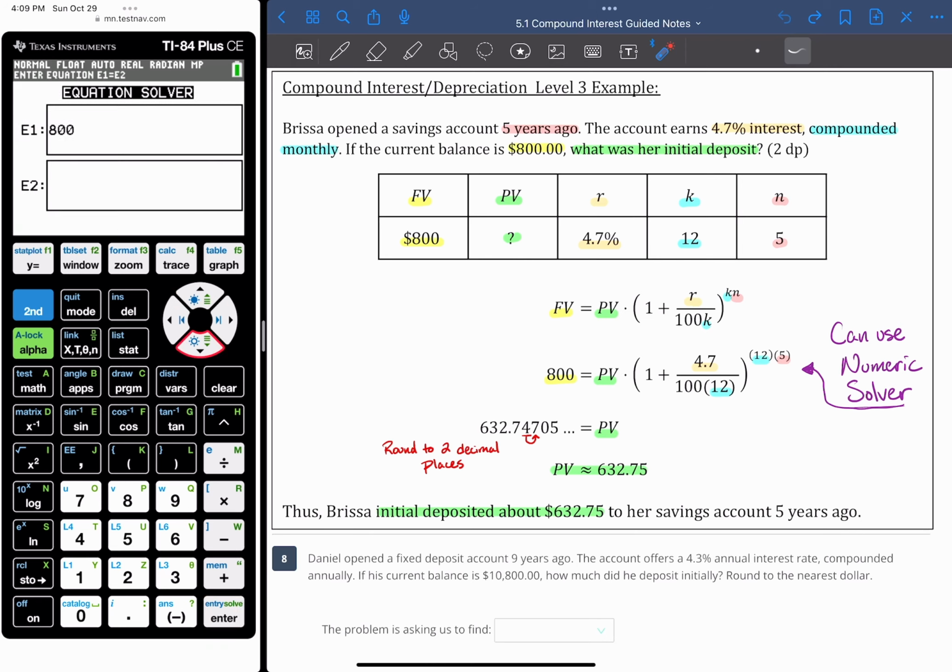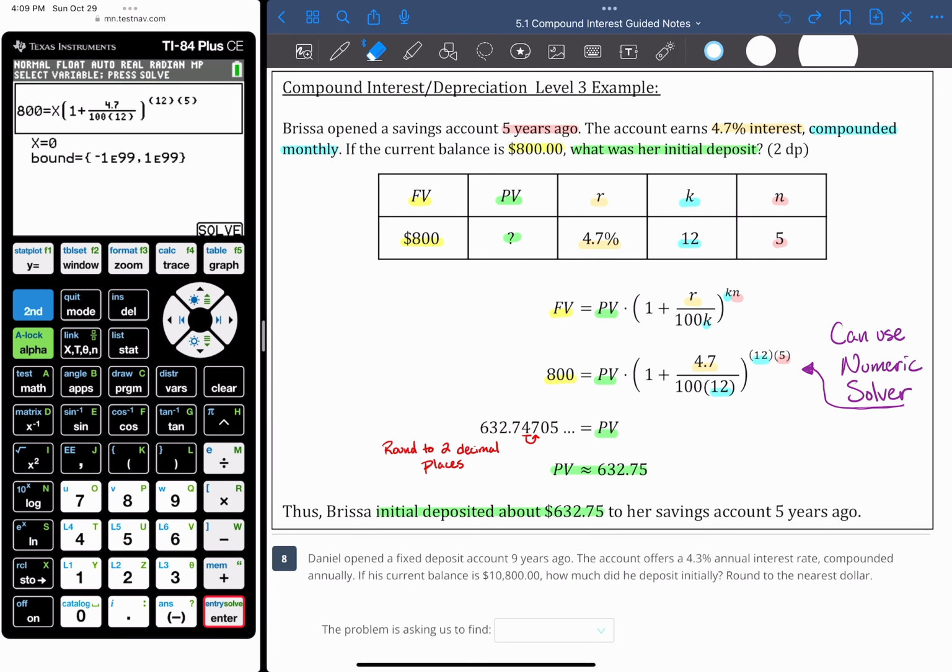So 800, this is the E1, the left side of the equal sign, and then everything else is going to be my E2. For what I'm looking for, the initial value, I'm going to use X. I'm then going to do 1 plus my fraction, 4.7 over 100 times 12, my K, raised to the power of 12 times 5. Press 1, press alpha, enter, and there we go.